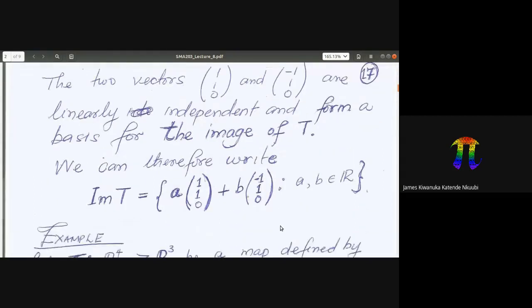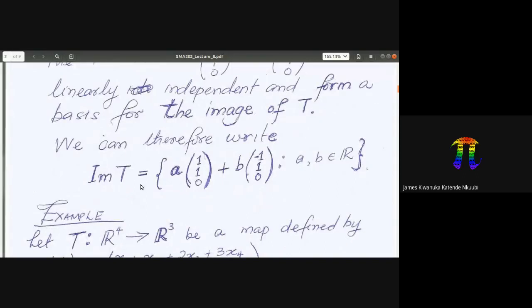And therefore, we can write the image of T to be the set of all linear combinations of these two vectors, where a and b are real numbers. So this gives you the image. It's a set of many vectors, where the vectors are just linear combinations of these two vectors.